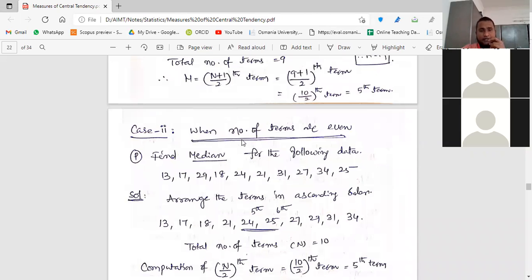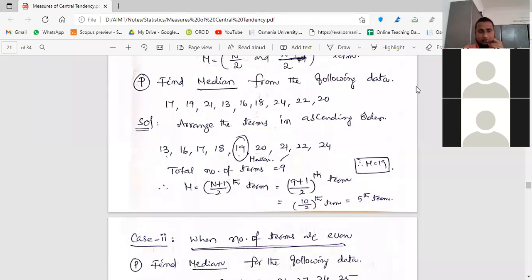So case 2 is when the number of terms is even. The first case is odd terms. I hope it is clear to you. If anyone is having doubt, you can ask me.